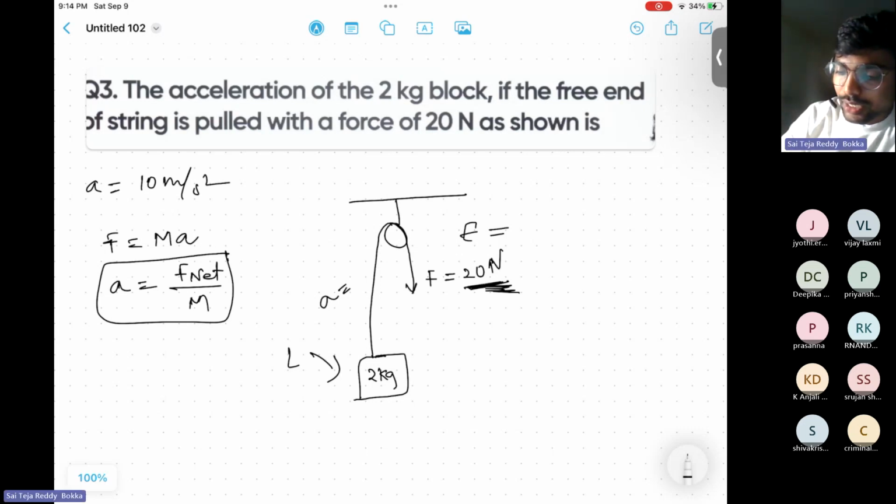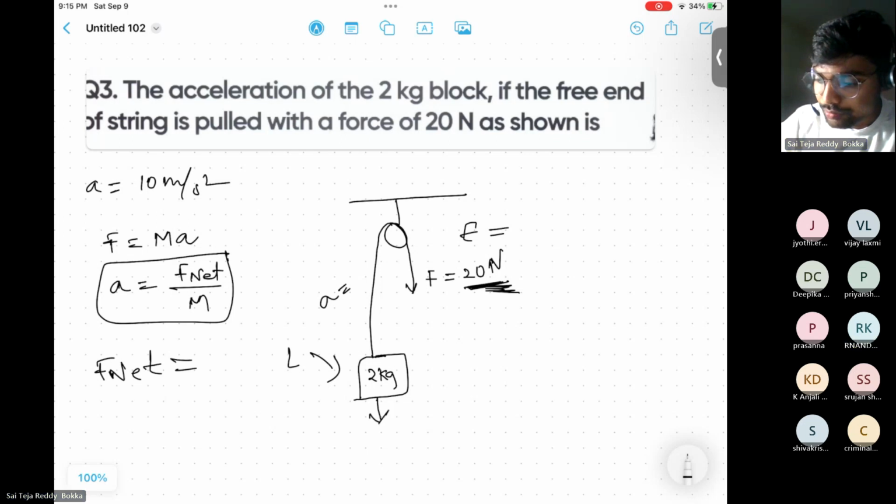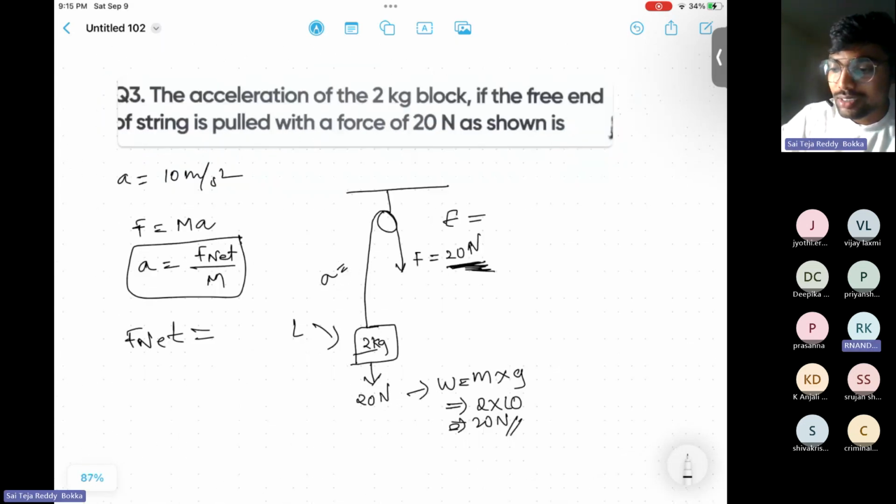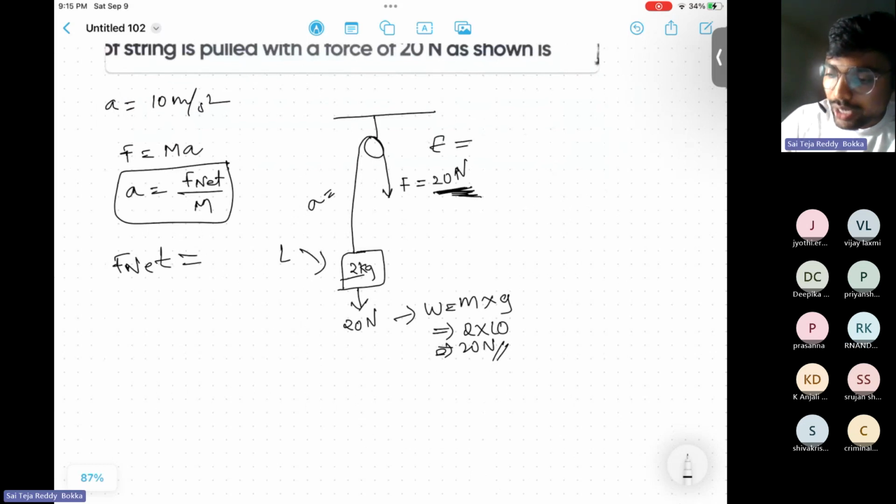So in this particular case, how are we getting F net? When we are resolving MA, we get 20 newtons. If you are calculating force in terms of weight, it is equal to M into G. Here the weight is a force, your mass is 2, and your gravitational acceleration will be 10. That will be equal to 20 newtons. How should we solve this type of case? Your tension will be equal to 20 newtons again.